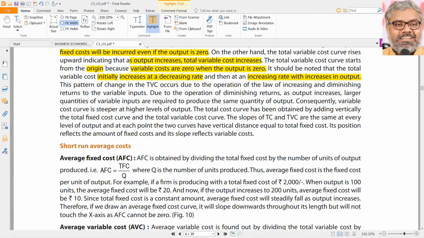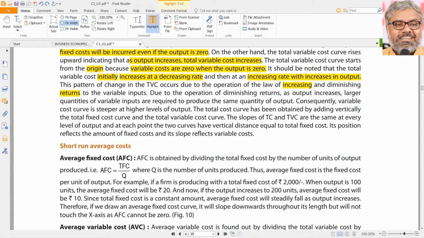What happens initially when the production keeps on increasing, when new and new variable inputs are inputted, what happens? Initially it will cause increasing rate of return. Increasing returns it will give to the variable inputs. That was short run production theory. When the variable inputs keep on increasing, initially they will give increasing returns. After that, they will give diminishing returns. Now understand the other side.